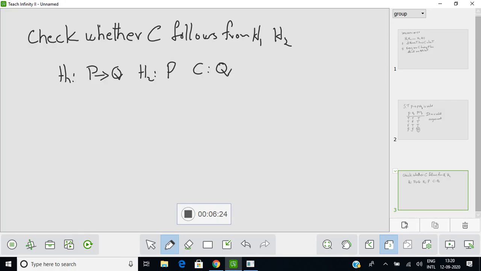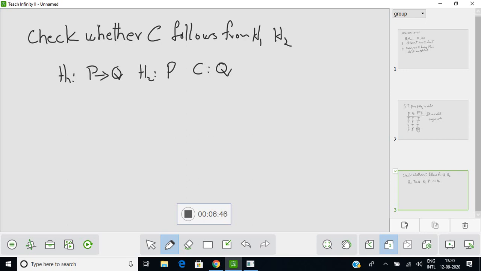So I have to check whether C follows from my H1 and H2. So how do I check this for my H1 and H2? Now let us consider what our H2 is. Our H2 is nothing but P. Our C is Q. And then we want to find our H1, that is, if P then Q.